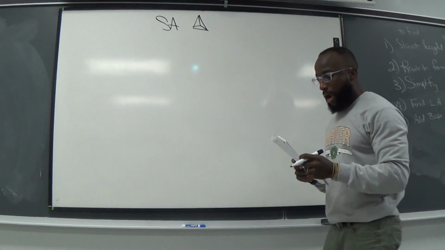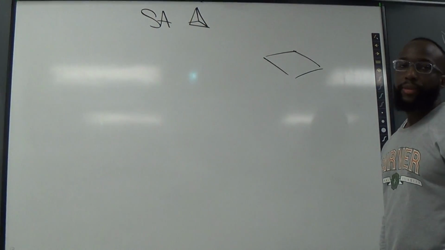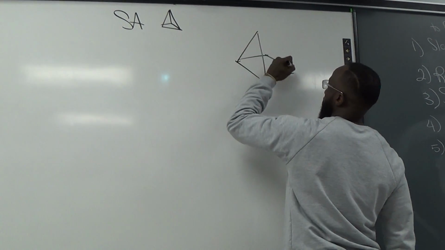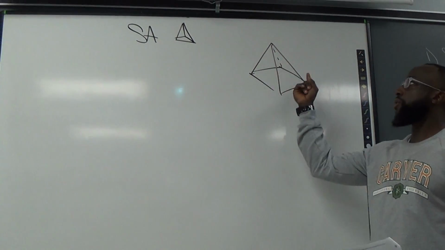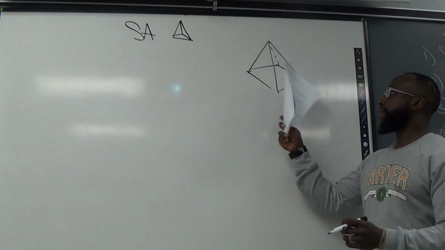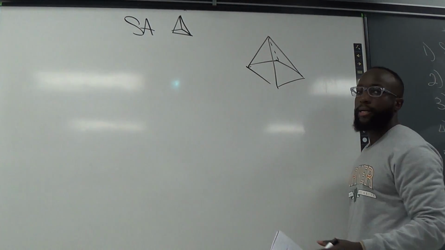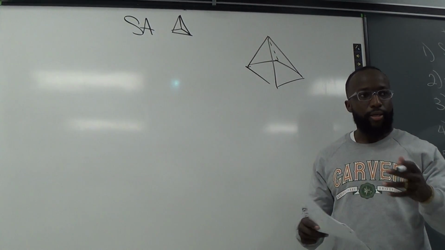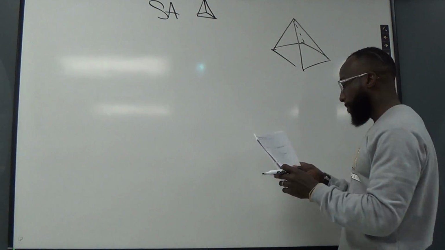You guys know that a pyramid is a solid that has a polygon base, and its faces are triangles. All of its faces are triangles. If you see here, all the faces are triangles, and the base is a polygon. A polygon is a shape with non-curved sides, with three or more non-curved sides.